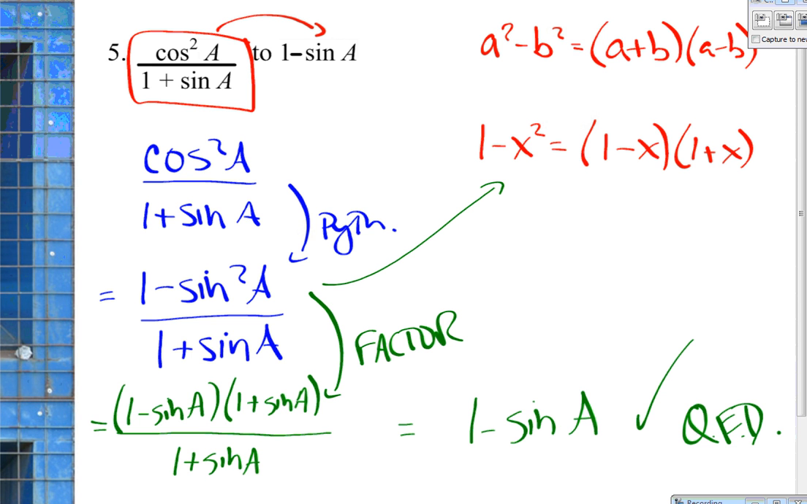That whole thing, and this is why factoring is so important. You never know where it's going to rear its ugly head. Oops, Rowan. Go ahead.